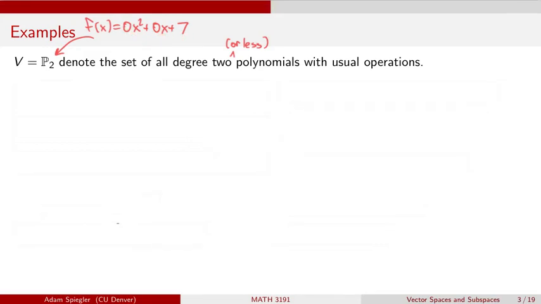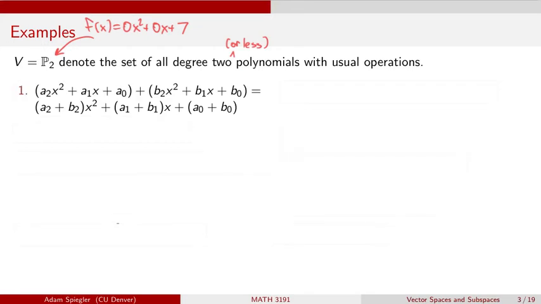And we're going to define usual operations, meaning that if I have two quadratics and I add them together, then we add the like terms together. And if I were to multiply a quadratic by a scalar, then we distribute that scalar to each term in the quadratic. So those are our two operations. And let's now consider whether or not this is going to be a vector space. We need to check whether these two operations satisfy our properties, and we have 10 of them.